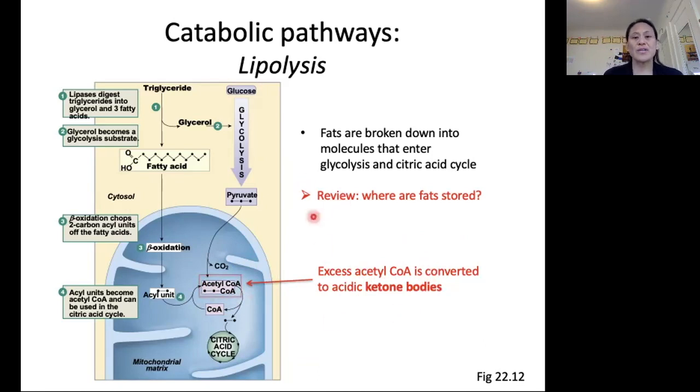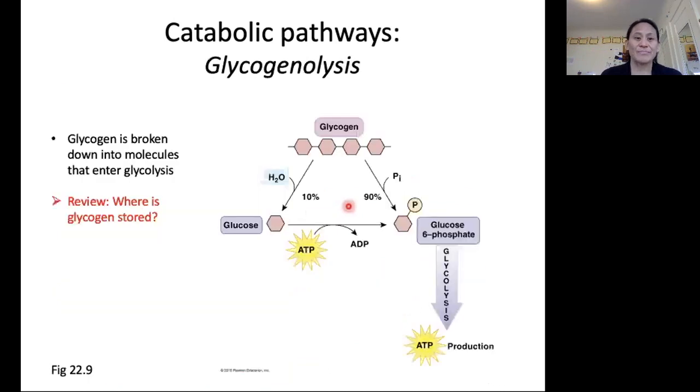Quick review question, where are fats stored? See if you remember. Okay, so fats are stored in fat tissue, adipose tissue. All right, moving on. Our next catabolic pathway that we are going to look at is glycogenolysis.